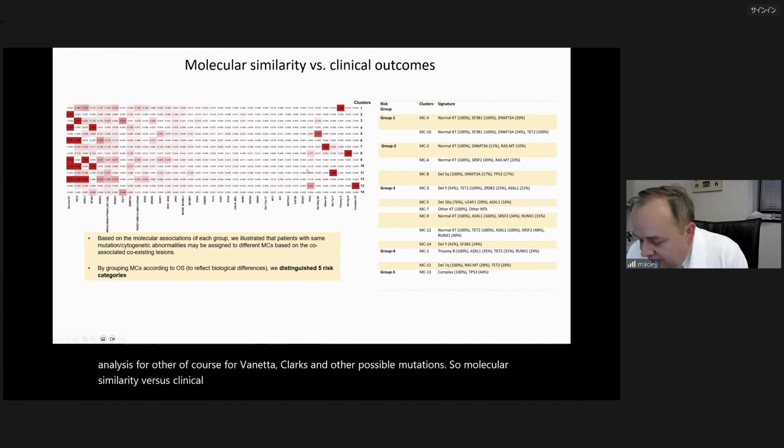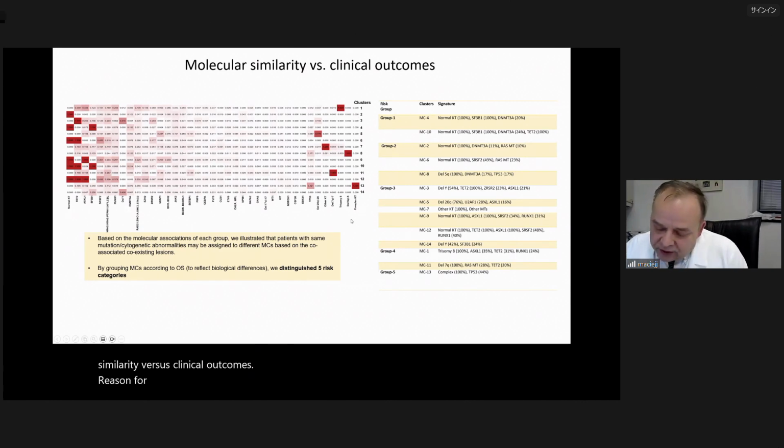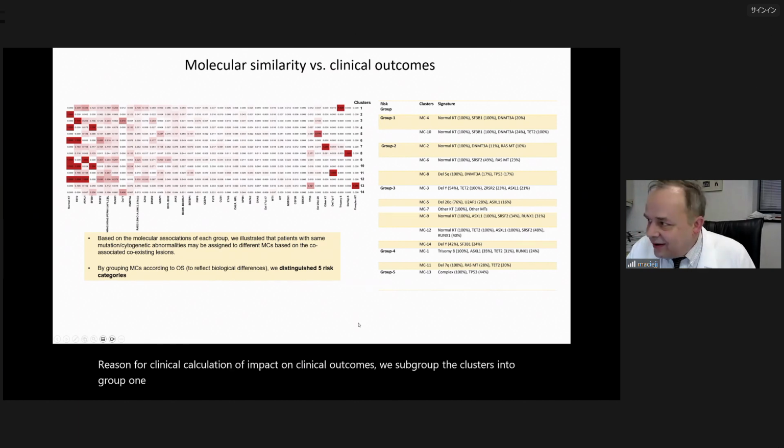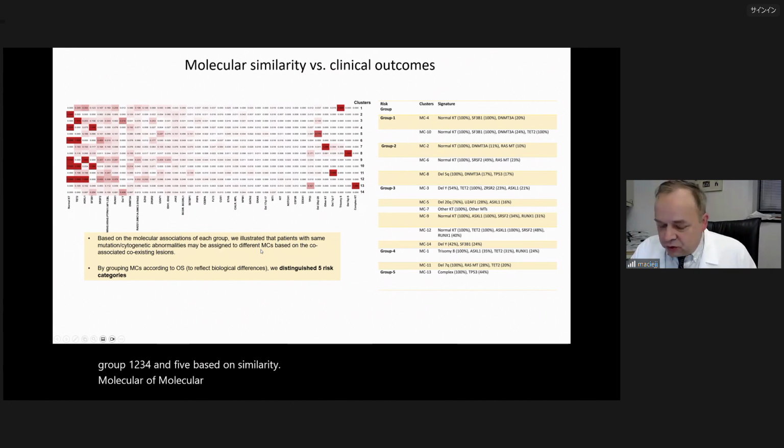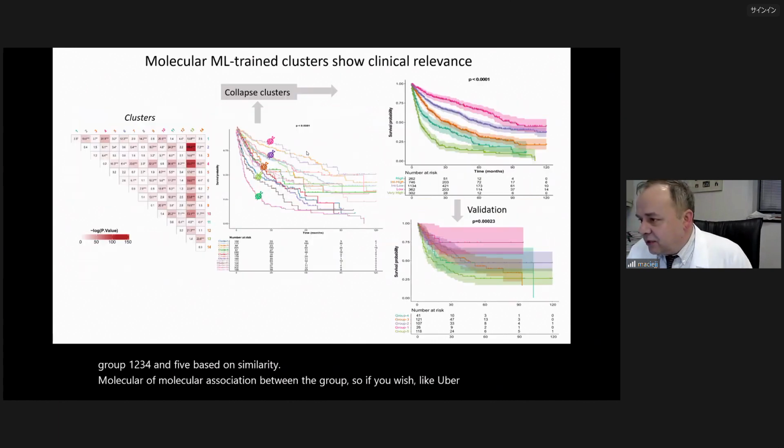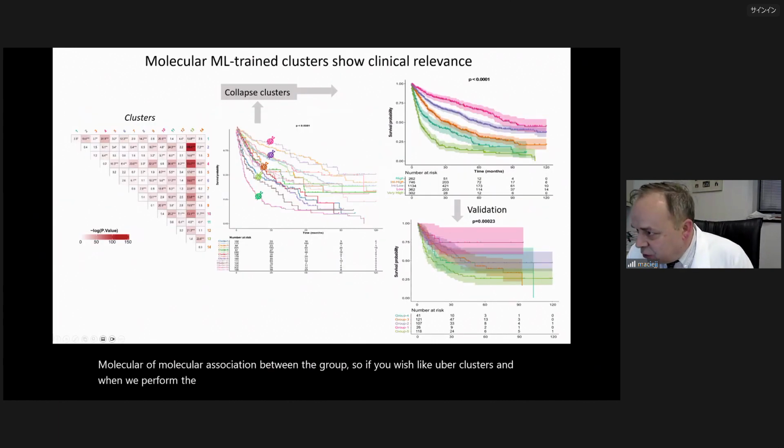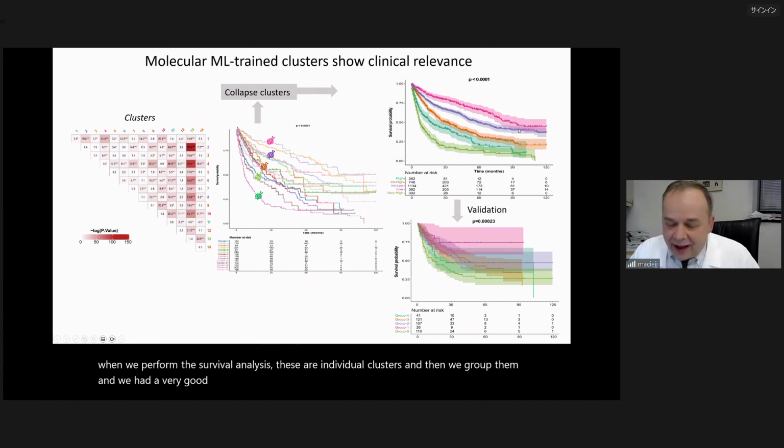For clinical calculation of impact on clinical outcomes, we subgroup the clusters into groups 1, 2, 3, 4, and 5 based on molecular similarity between the groups. So if you wish, like Uber clusters. And when we perform the survival analysis, these are individual clusters. And then we group them. And we had a very good separation. Again, the original analysis was unsupervised.